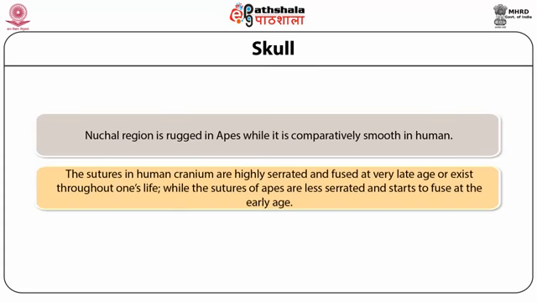The sutures in the human cranium are highly serrated and fuse at a very late age or exist throughout one's life, while the sutures of apes are less serrated and start to fuse at an early age.